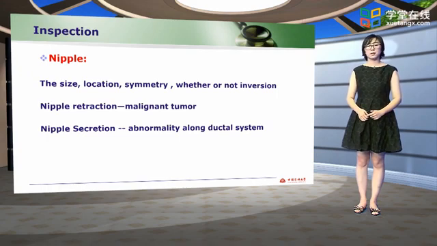Nipple. At first, we should check the size, location, and symmetry of the two sides of nipples, and then identify whether or not the nipples are inverted. If we find nipple retraction that just happened recently, it may indicate a malignant tumor. The secretion appearance of nipples usually indicates abnormality along the ductal system.